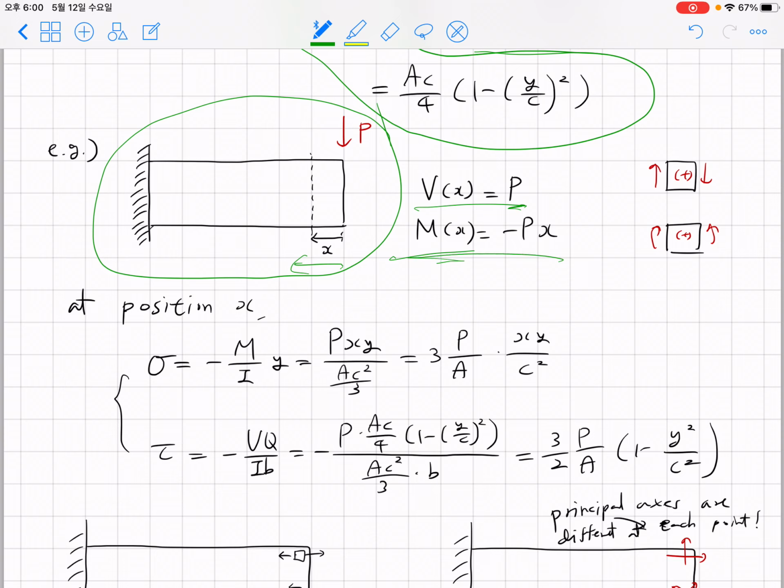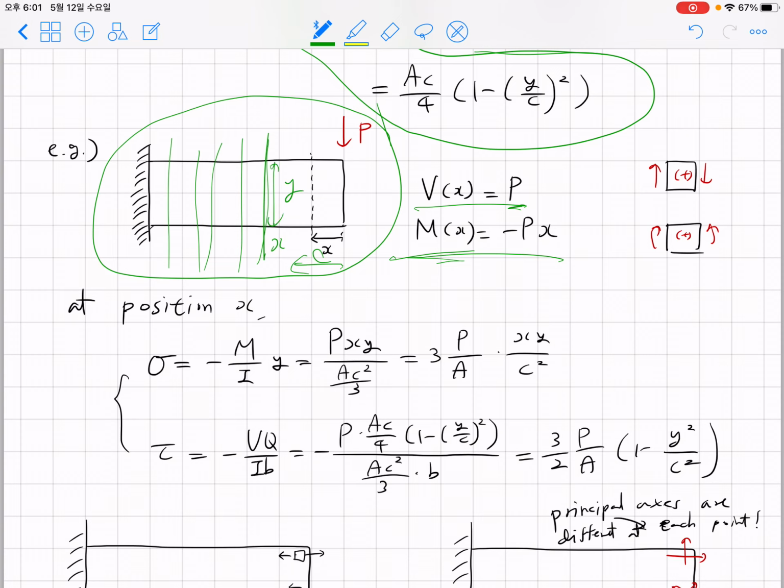So what you can see here is that at each imaginary surface, we are going to have a different combination of V and M. Okay, so a different mixture of V and M. We're going to have a different answer depending on x. In addition to that, even though we have the same x, depending on the y location, we can have a different answer for the principal axis.